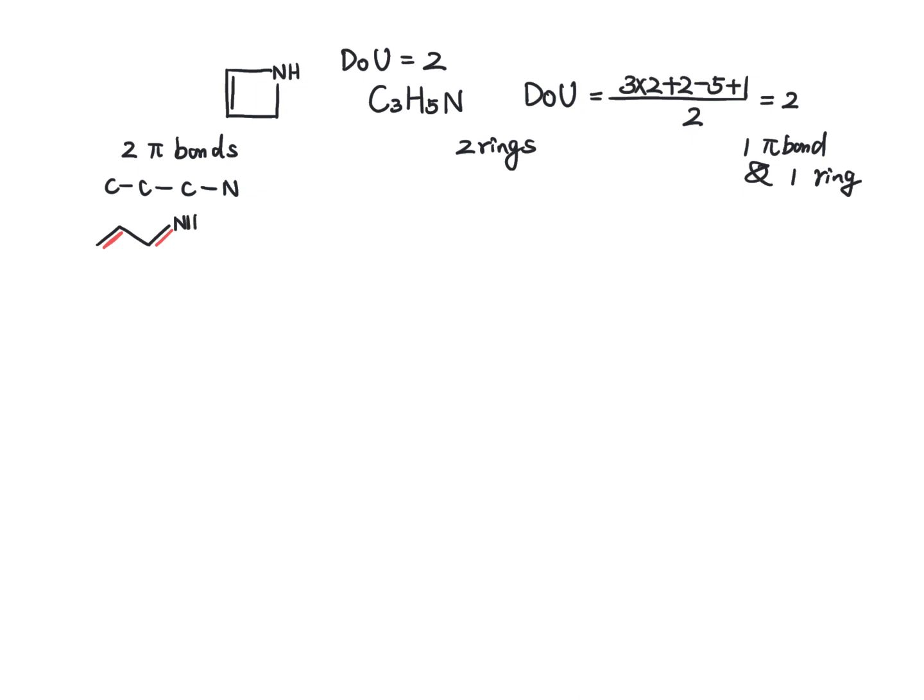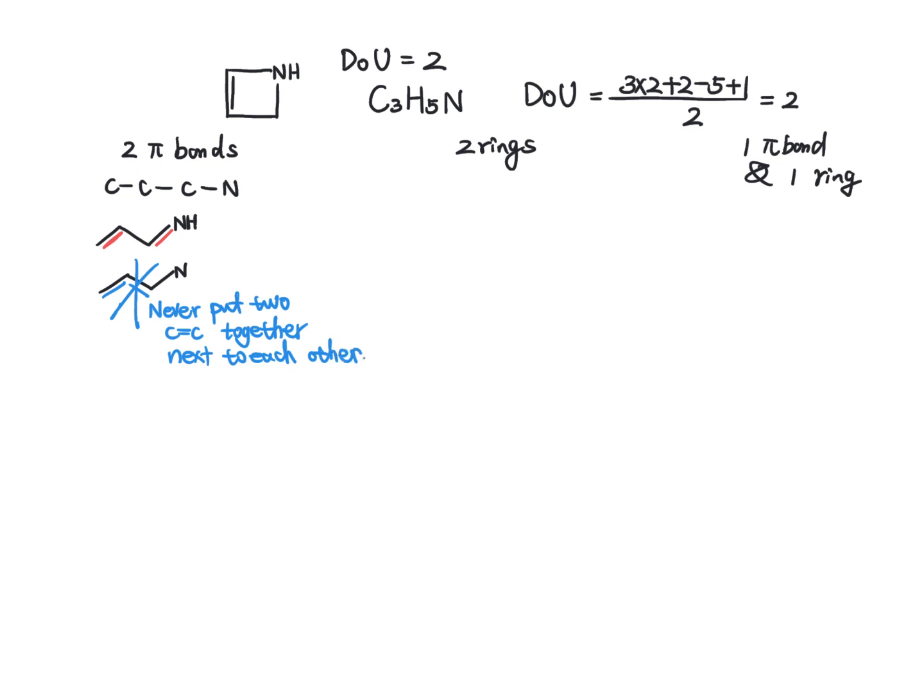This is a common mistake students will make. They say 2 pi bonds, okay, let's do this: 1 is here, 1 is here. This is incorrect. So never put 2 carbon double bonds together next to each other. That is not an option. So we cannot put those 2 pi bonds together.